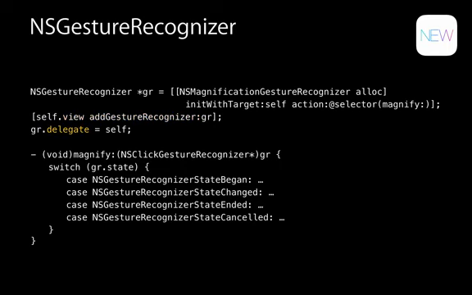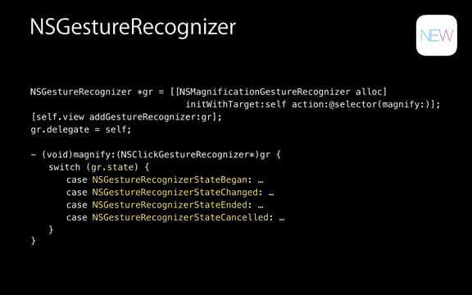Optionally, you may need to set the delegate of your gesture recognizer to your view controller. Perhaps you need to set up some more logic to help disambiguate some things. And then you implement your action method. Magnify, in this case. The sender of the action method is going to be the gesture recognizer.